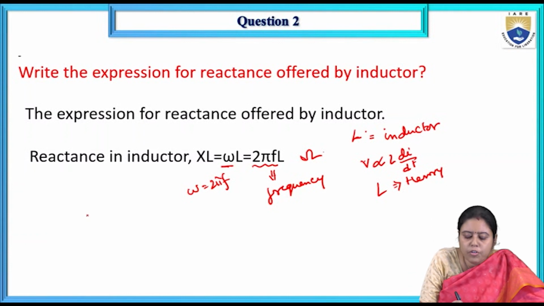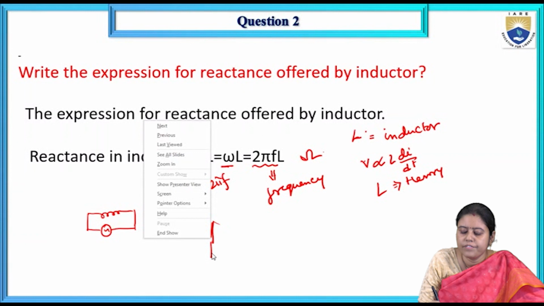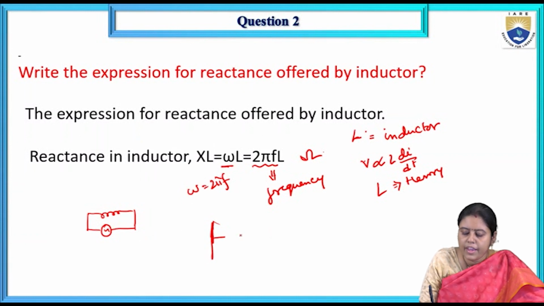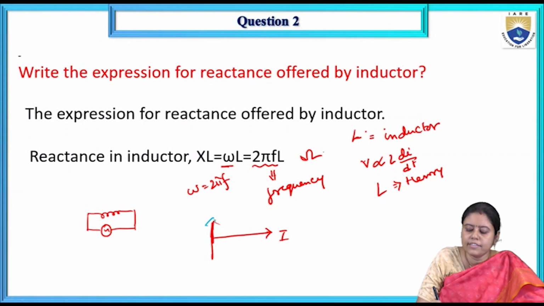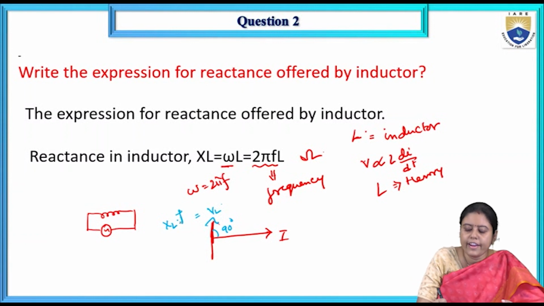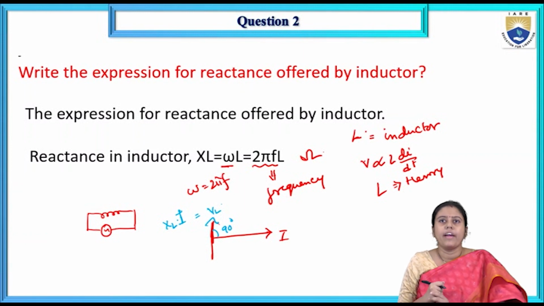Now again, if we go for an inductive circuit, so if this is the current, then we can say the voltage is always 90 degrees leading. And what is the voltage? The voltage across the inductor, we can write it as XL into I. If this is the current, it is I into XL. So this is the expression of the reactance offered by an inductor.